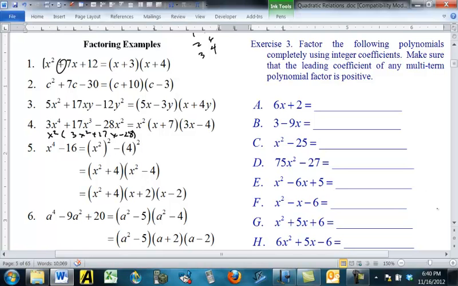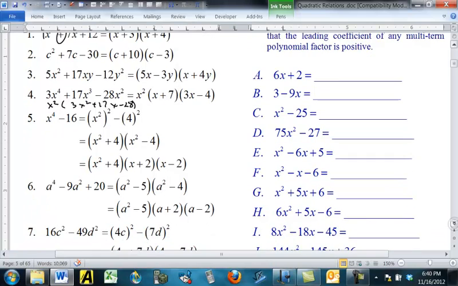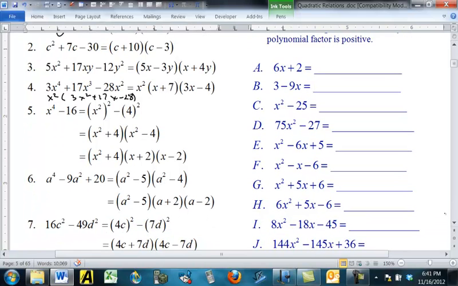The next one factors as the a to the fourth. To get the a squared in the middle, we're going to break up the a to the fourth into a squared and a squared. And then for the 20, we've got to try either 1 and 20, 2 and 10, or 4 and 5.